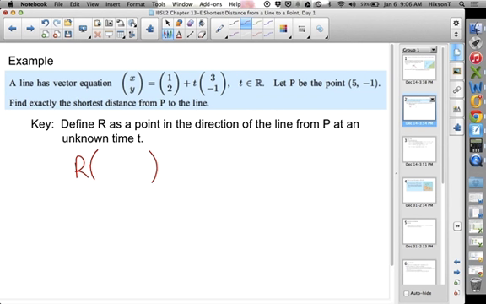Alright, so if we think about this, if you look at the points here, x, y, our parametric equations are x is 1 plus 3t, and y is 2 minus t. I'm actually going to use those as the coordinates for R. So 1 plus 3t, 2 minus t is going to be my point R.